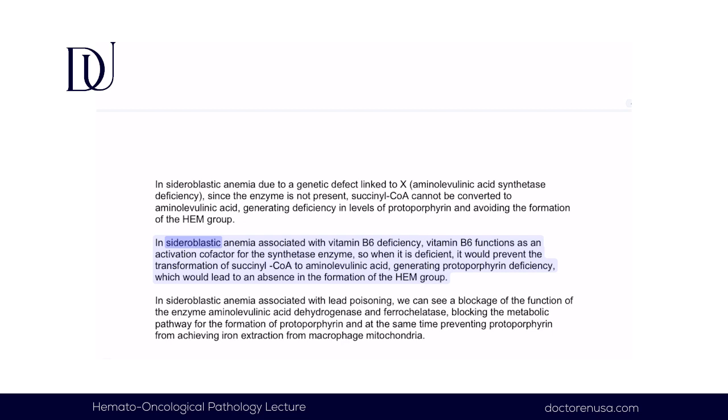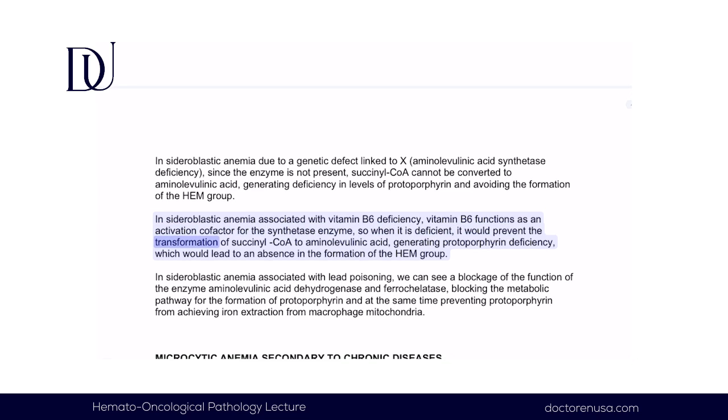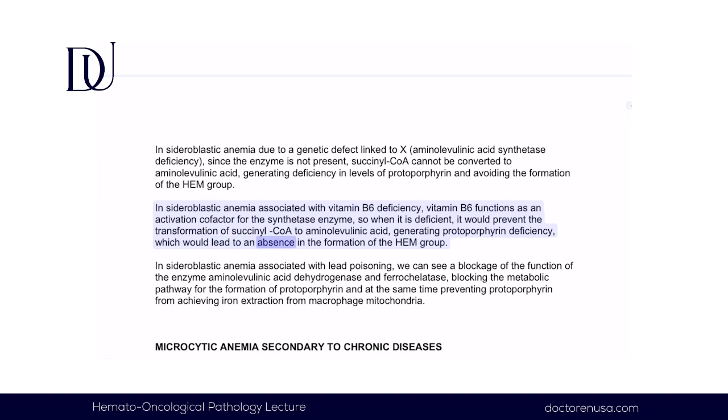In sideroblastic anemia associated with vitamin B6 deficiency, vitamin B6 functions as an activation cofactor for the synthetase enzyme, so when it is deficient, it would prevent the transformation of succinyl-CoA to aminolevulinic acid, generating protoporphyrin deficiency, which would lead to an absence in the formation of the HEM group.